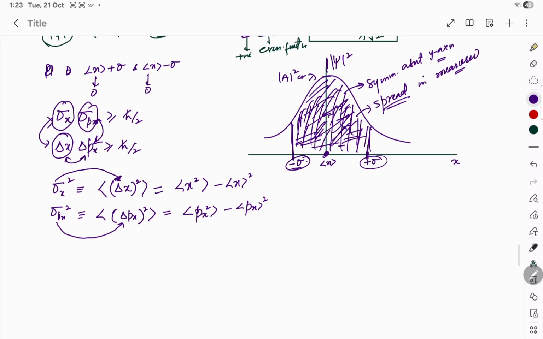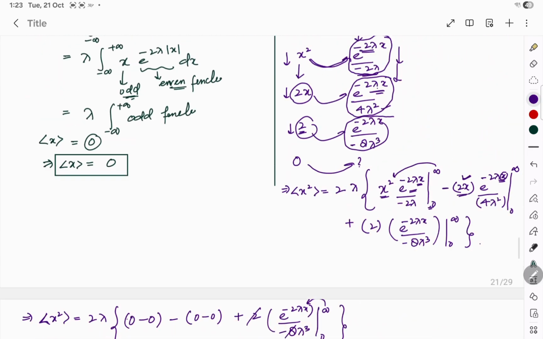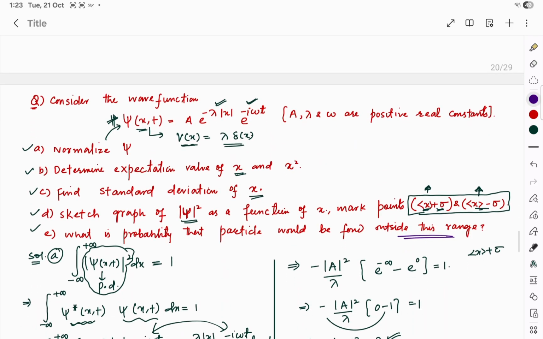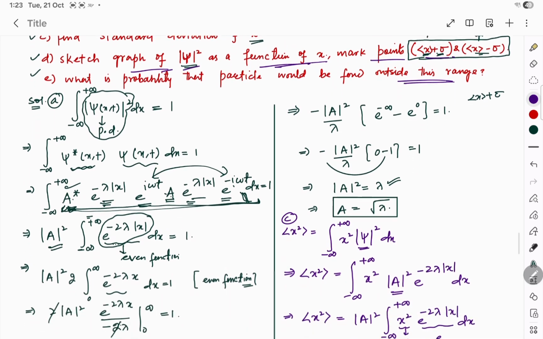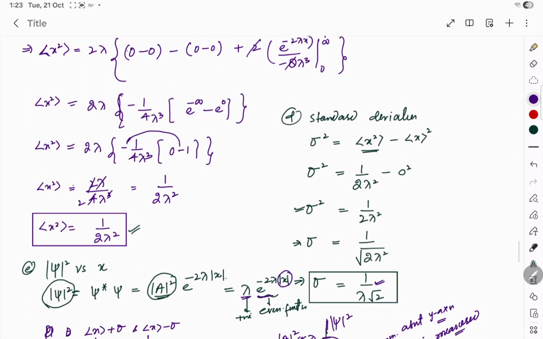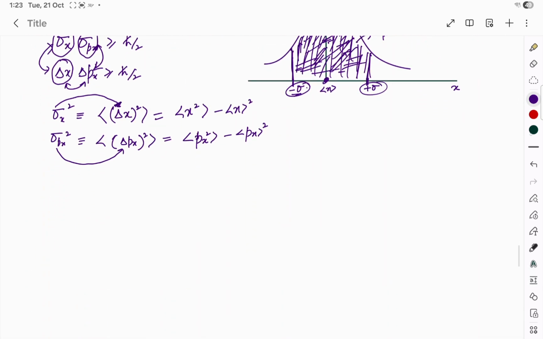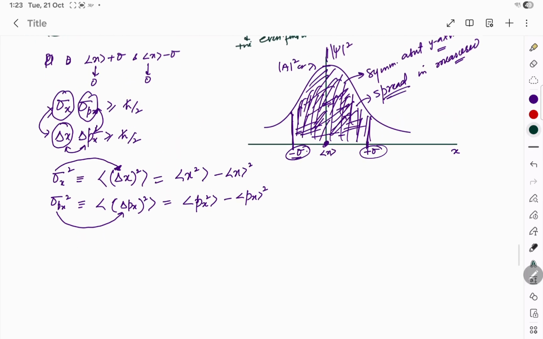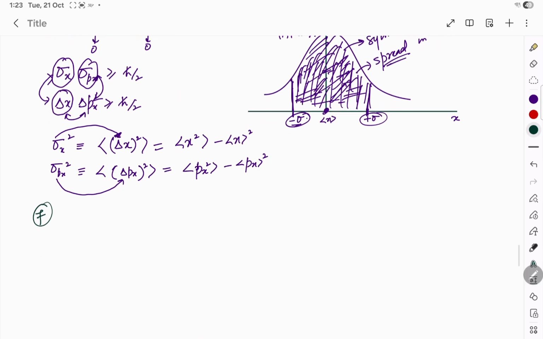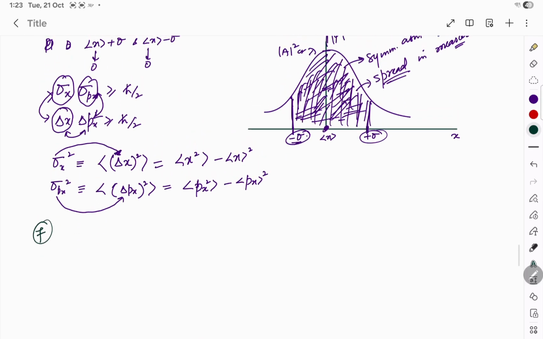Now there is probably another important question which says: what is the probability that the particle would be found outside the range? Now this is a function of x, mark the points here and here, and I also explained a bit about it. What is the probability that the particle would be found outside the range? Now we have two ways of calculating this.